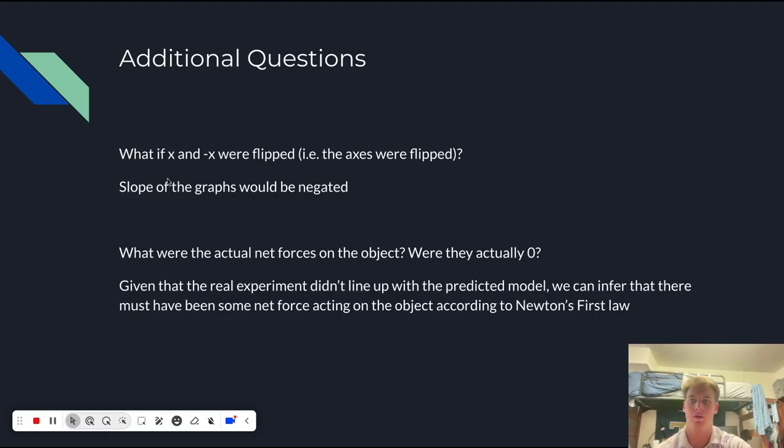Additional questions. What if the axes were flipped? All you'd see is a negative graph, so the slope would be negated, but the absolute value would be the same. And then, what were the actual net forces on the object? Were they actually zero? Because we saw a decrease in velocity that we didn't predict in the computational model, we said there must be some net force acting upon it in accordance with Newton's first and second law. More likely than not, friction had a net force on it, and we didn't do anything to counteract it. So there was some net force.